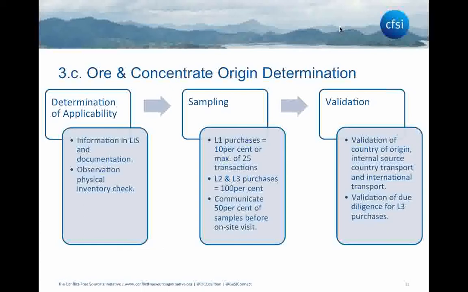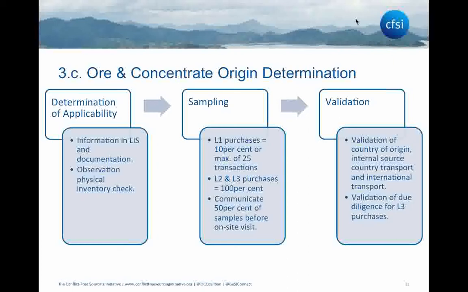Auditors should communicate 50% of the identified samples for level 1 purchases and non-secondary receipts before the on-site visit. The remaining 50% of the samples shall be communicated to the smelter during the on-site visit, preferably during the opening meeting, so as to allow for sufficient time to prepare the documentation.